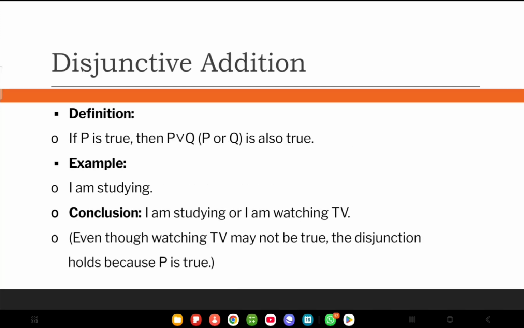Moving on to disjunctive addition, this method allows us to conclude that if one thing is true, then a disjunction, or statement involving that thing, is also true. For example, if I'm studying, I can add to the statement that I'm either studying or watching TV, even though watching TV might not be true. The disjunction holds because the first part, studying, is true.